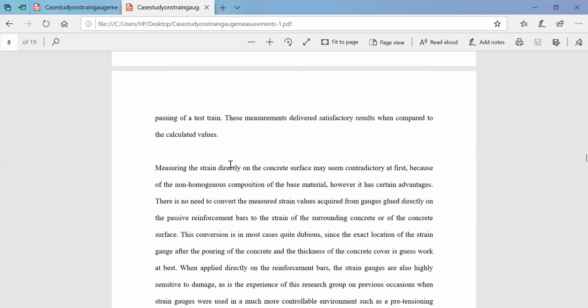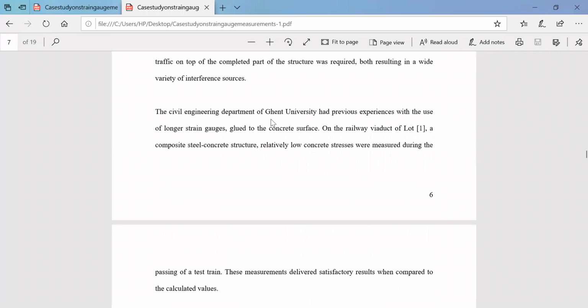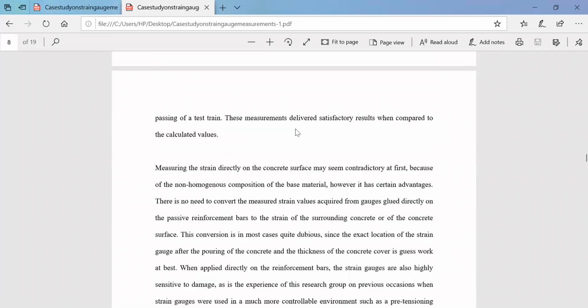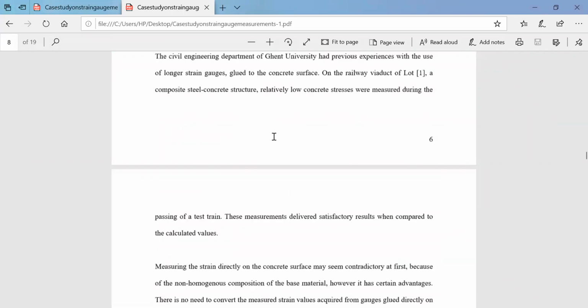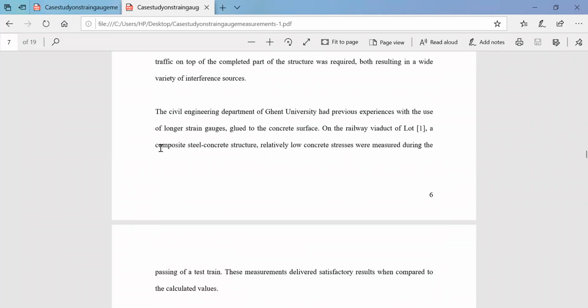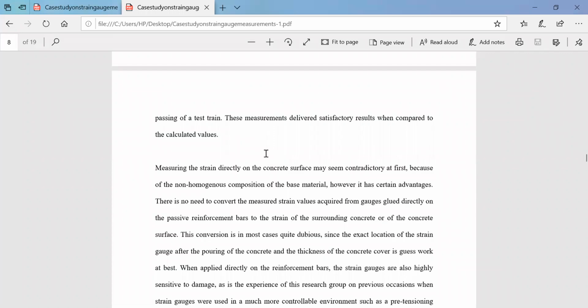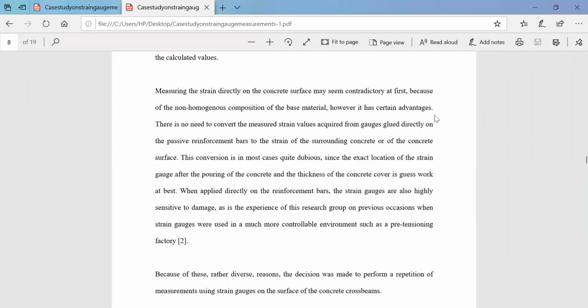Measuring the strain directly on the concrete surface seemed contradictory at the initial stage. Why? Because of the non-homogeneous composition of the base materials selected. However, it still had certain advantages because the measured and the calculated values were almost the same, it was mapping, and the methodology selected by this professor also provided proper advice on which material to select. So they used a composite steel concrete structure, and it came out with certain advantages.